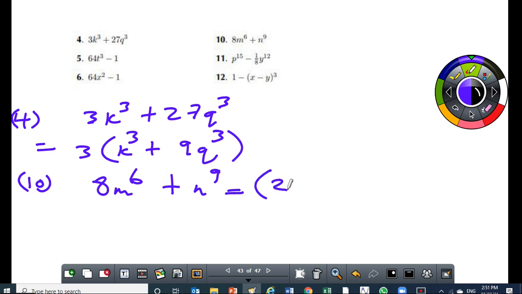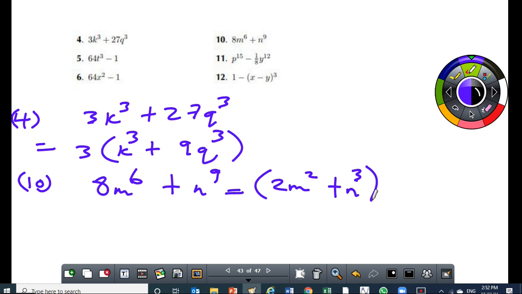The cube root of m to the power of 6: we divide this 6 by 3, so you get m squared. Okay, so m squared times m squared times m squared, 3 times, will give you m to the power of 6. Plus the cube root of n to the power of 9: you divide the 9 by 3 and you get n cubed. And you close the bracket. So that's the binomial factor.